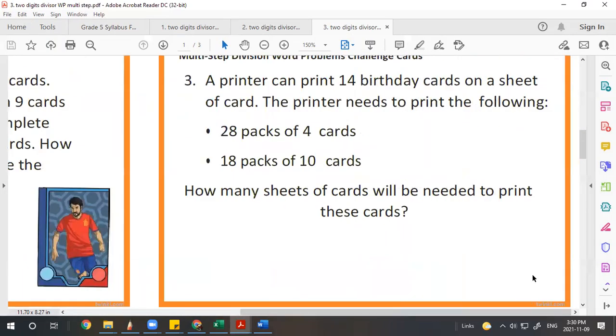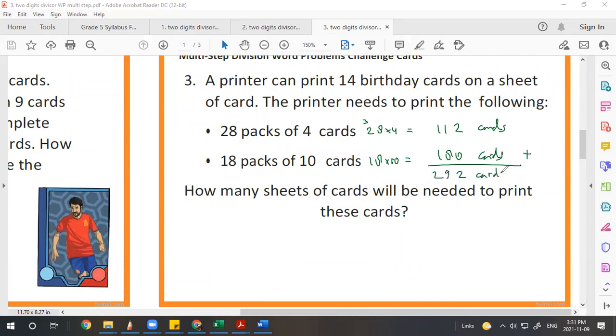Now for number 3, a printer can print 14 birthday cards on a sheet of card. The printer needs to do the following list. 28 packs of 4 cards, so 28 times 4, you can get the answer immediately: 112 cards in total. And here 18 times 10, this is also easy, 180 cards in total. So you have to add, and then 292. The total cards that will be printed is 292, in some sheets of paper.